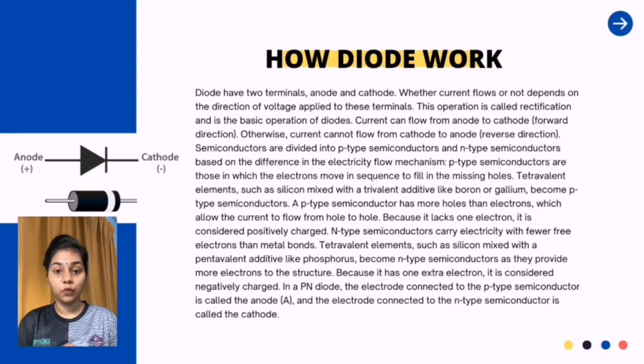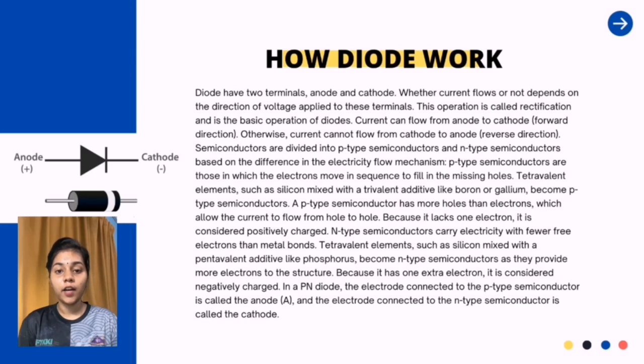Secondly, how does a diode work? A diode has two terminals, anode and cathode. Whether current flows or not depends on the direction of voltage applied to these terminals. This operation is called rectification and is the basic operation of diodes. Current can flow from anode to cathode, which is called forward bias. Otherwise, current cannot flow from cathode to anode, which is called reverse bias.